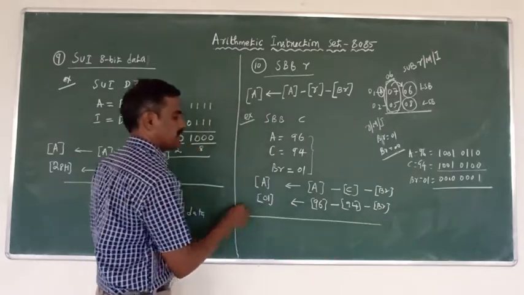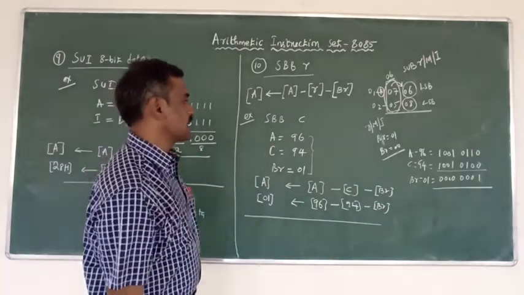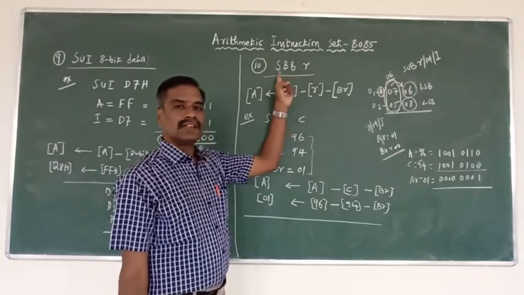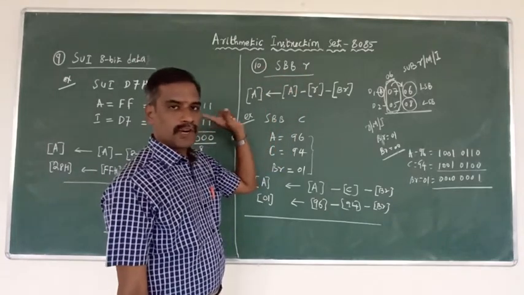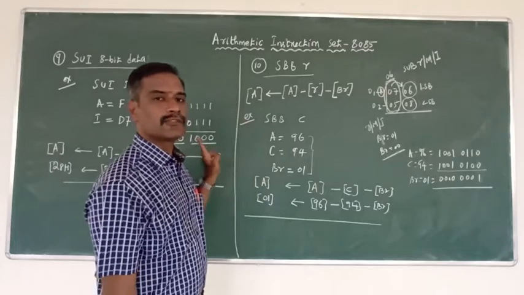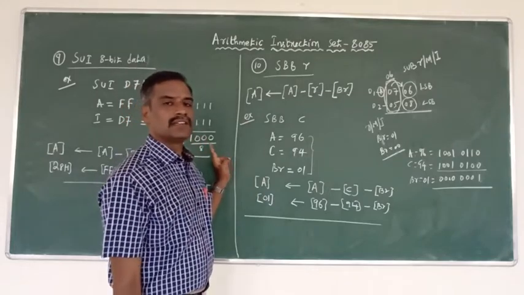This is the format to subtract accumulator content and register with borrow status. If there is a borrow we have to subtract with 1. If no borrow we have to subtract with 0.